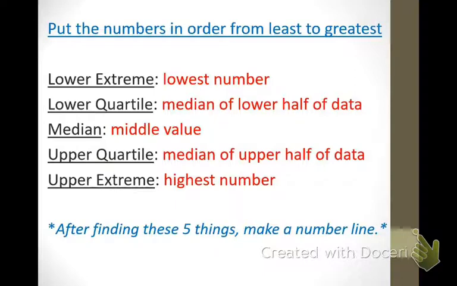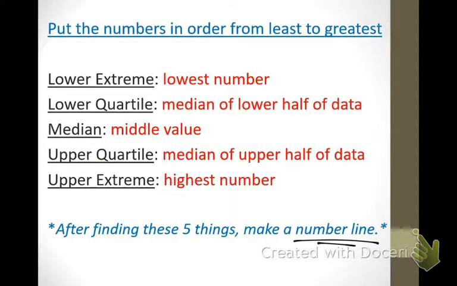Then you've got something called the lower quartile. Everyone say quartile. Quartile. All right, so that's the median of the lower half of the data. The median, which we talked about yesterday, is that middle value or the middle number. The upper quartile is the median of the upper half of the data, and the upper extreme is the what? Highest number, okay? So when doing a box and whisker plot, after you find what these 5 things are, then you're going to make a number line.